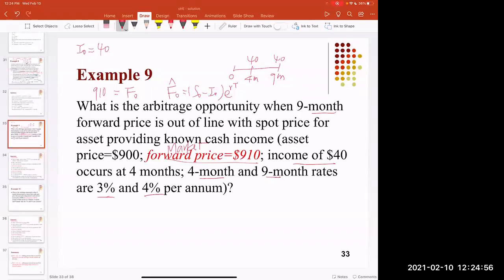We discount the 40 back to time 0 using e to the negative r. For 4 months, r is 3%, so 0.03, and the 4 months going back is 4 over 12. And the risk-free rate for nine months is 4%, and from 9 months back to time 0 is 9 over 12. Okay, so first please calculate I0.